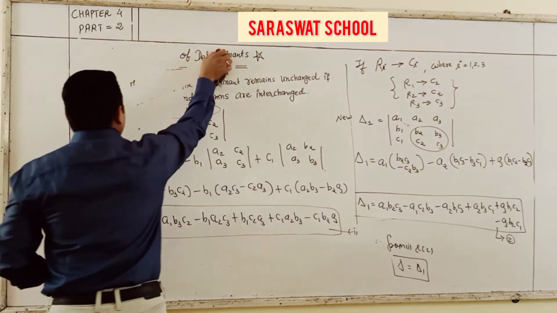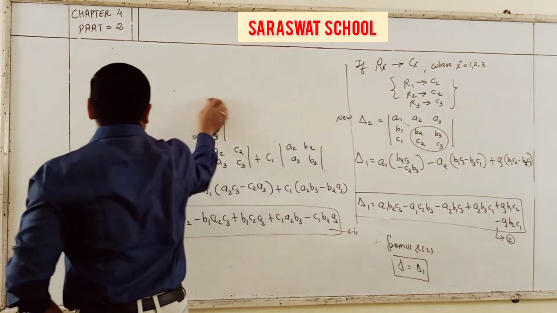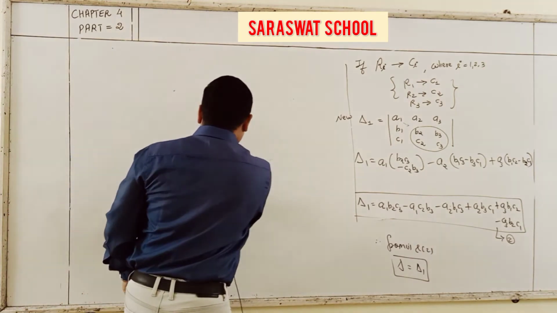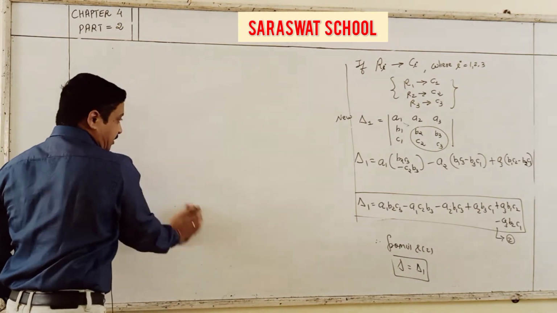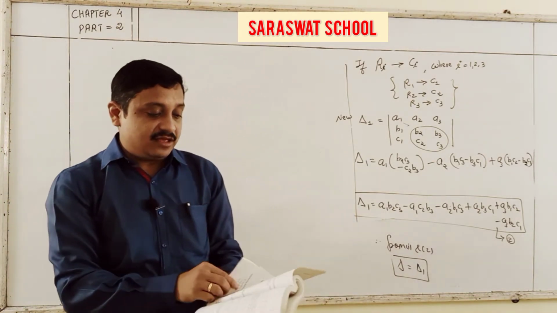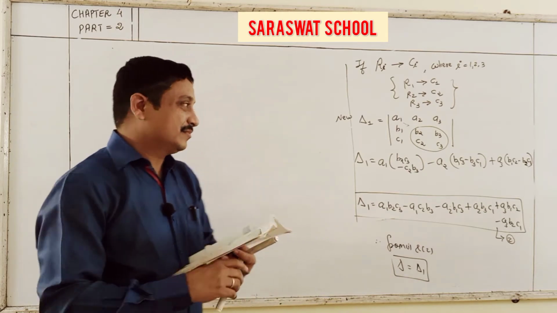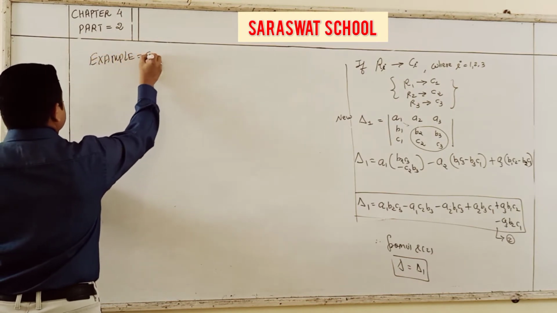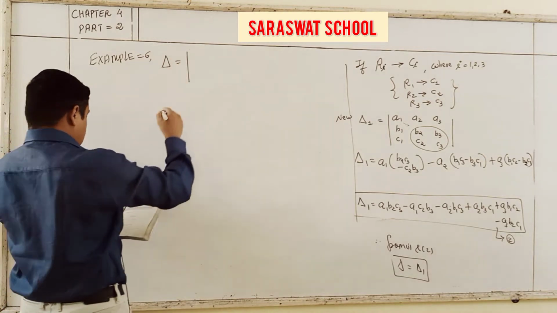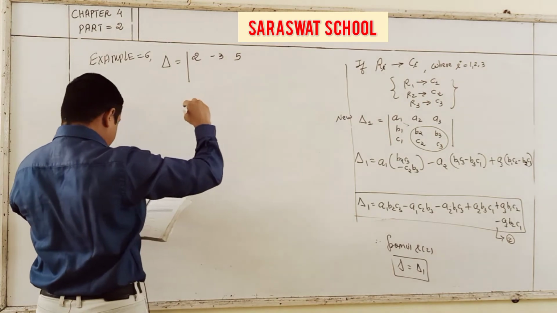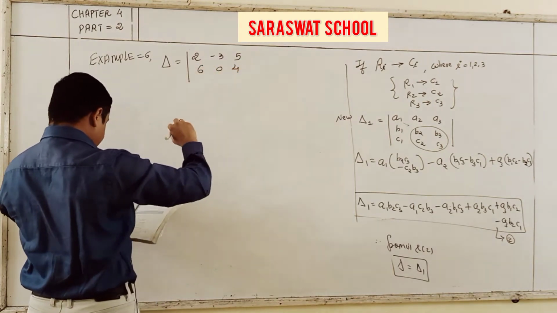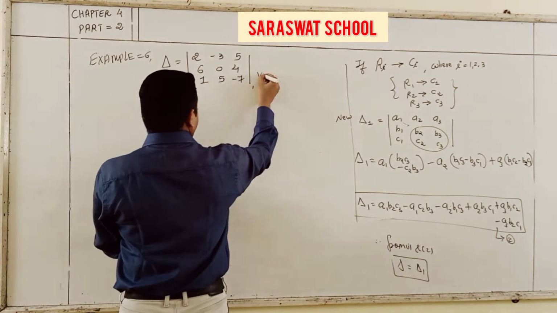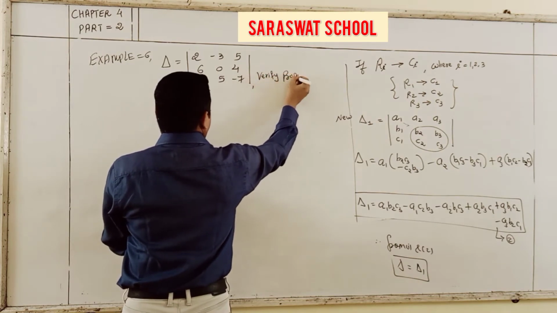Verify property number 1 in the given del. It is very simple. After applying property number 1, the values are the same. I just check it with a simple example. Example 6: del is given as 2, minus 3, 5, 6, 0, 4 and 1, 5, minus 7, and it asks to verify property number 1.